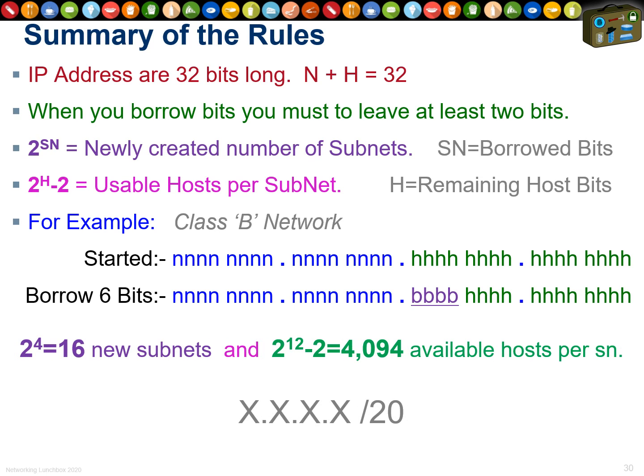Let's borrow 4 bits. We get 16 new subnets, and each one of those new subnets has 4,094 available hosts with a /20. That's the mask, because there are 20 network bits: 8, 16, 17, 18, 19, 20. But 4,094 is still a pretty big network, and that's a bit crazy.